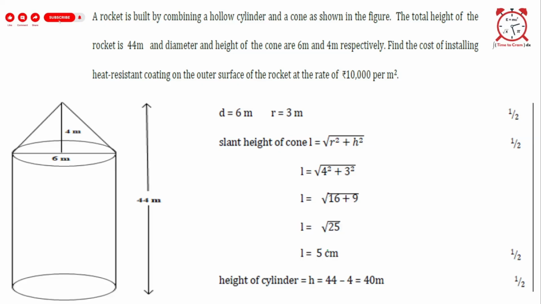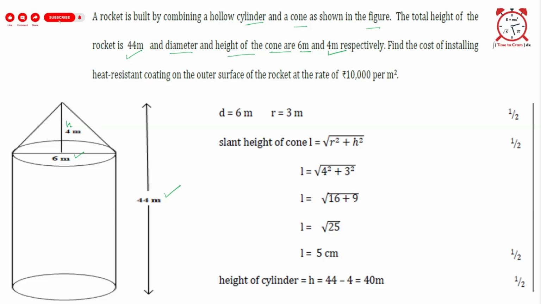Now the next question, the last one, which is the internal option for this question. A rocket is built by combining a hollow cylinder and a cone, as shown in the figure. The total height is 44 meter, the diameter of the cylinder is 6 meter, and the height of the cone is 4 meter. They are respectively given.